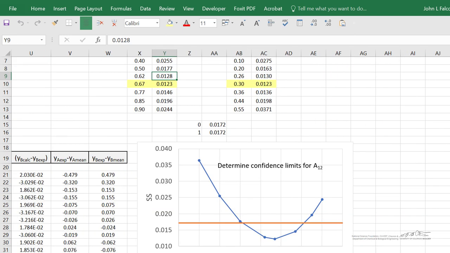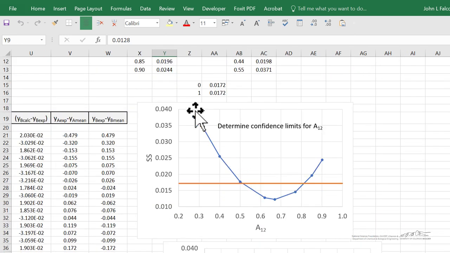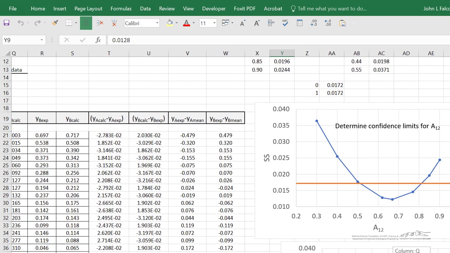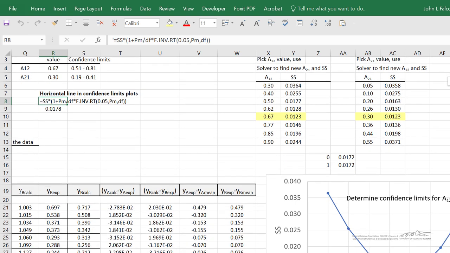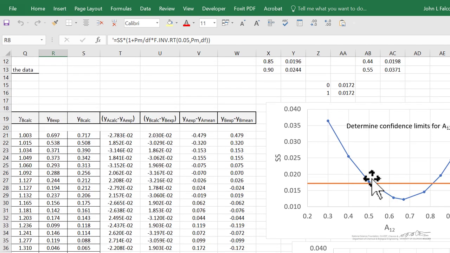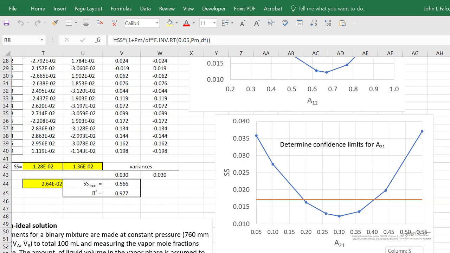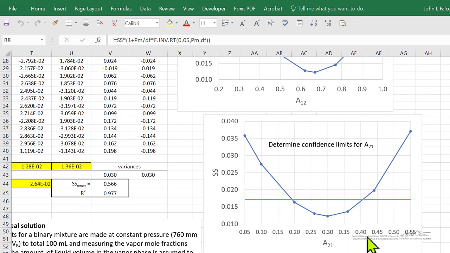When we do that, we get this plot, the blue curve, and then this orange line we calculate from the equation which is given here, and I won't explain where this comes from because of limited time, but the intersections between the orange and the blue, these are the two confidence limits. And we do the same thing now for A21. So we fix A21 at different values and we get the sum of the squares using Solver.